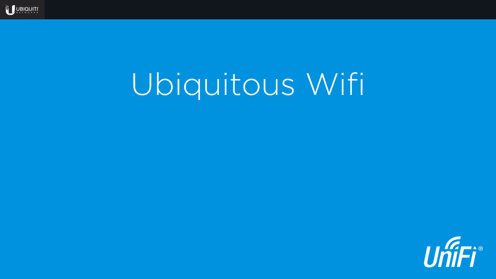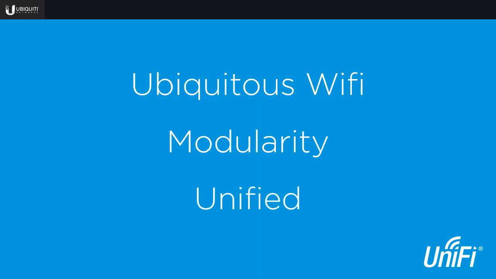The other is about how Ubiquiti's UniFi suite of products is a very modular design. So I'm going to talk a lot about modularity. And then thirdly, you're going to see how a UniFi environment has a very centralized control structure. So I'm going to talk about the unified experience of the UniFi product suite. So that's it for a very brief intro. Let's go and jump into it.